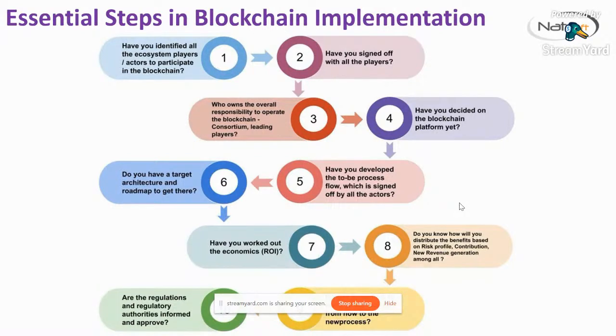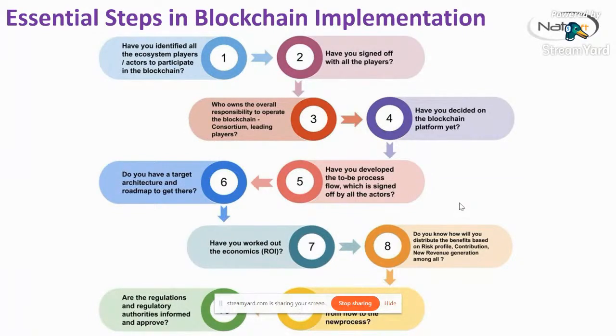Have you signed up with all the players? Do players understand their roles and responsibilities? And they have signed off to say, yes, I agree that blockchain will be done. Third one is the real issue in a blockchain. Who owns the overall responsibility to operate the blockchain? Is it the leading player? Is it a player who benefits the most? Is it a consortium or is it an independent party? And why do you need to do it in a certain way? This is where the whole architecture, the hosting, the responsibilities come in a blockchain implementation. You have to understand that now you are talking about a consortium, or multiple players who will be seeing the same system, and who do you trust in order to run that system.